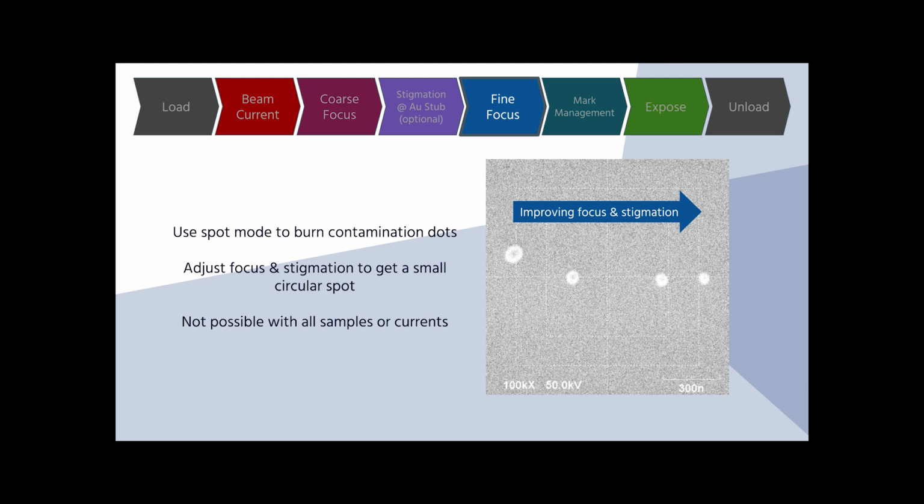The next step is fine focus. For small beam currents and conductive samples, the easiest way to adjust the beam is by burning a contamination dot on your sample itself. To do this, you will turn spot mode on in CRESM for many seconds. The first dot might need 30 seconds or so in order for you to see it. Once you have a small dot, you can start making small adjustments to focus and stigmation in order to get a small circular beam. So at this point, you should have a nicely focused, well-stigmated beam at your desired beam current. But you're not ready to expose just yet.